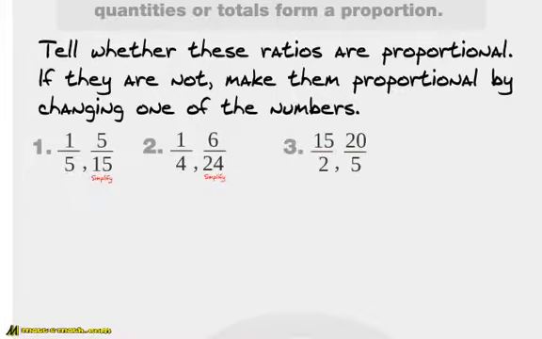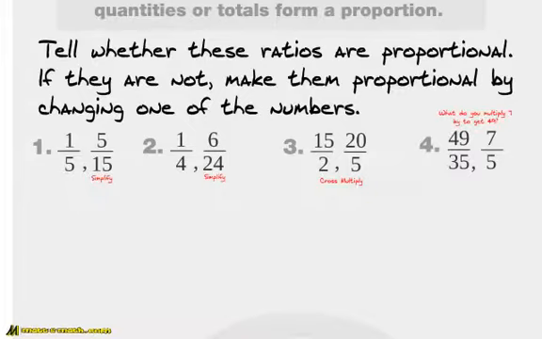What about this guy? 15 over 2 and 20 over 5. Okay, if you cross multiply, 15 times 5 and 2 times 20, those are not the same. All right? I can make the second one a proportion if I multiply each of these by 2, 15 times 2 is 30, 2 times 2 is 4. You could do 30 over 4, and that would be good to go. And these guys.